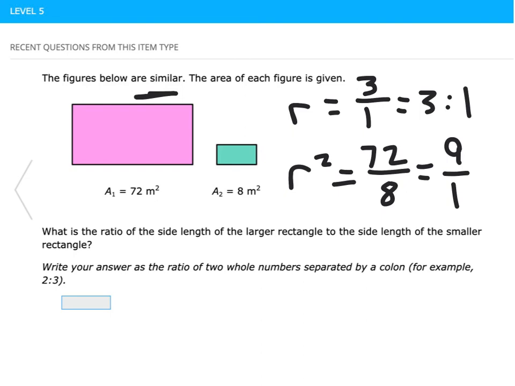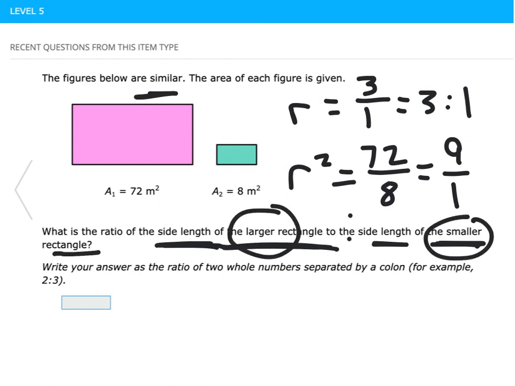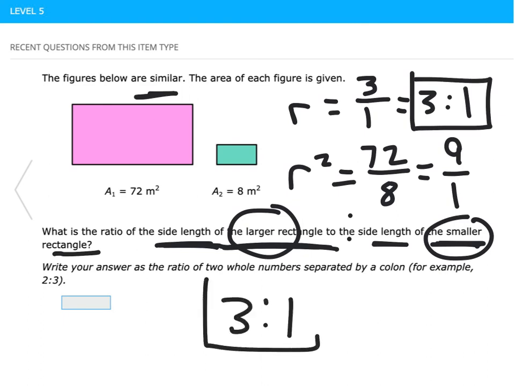Now we just want to check what the ending question says to make sure that we have things in the right order. What is the ratio of the side length of the larger rectangle to the side length of the smaller rectangle? So the important thing here is we're starting with larger to smaller. So when we look at our ratio that was our answer, 3 to 1, it is larger to smaller. And it is the side lengths that we're working with.